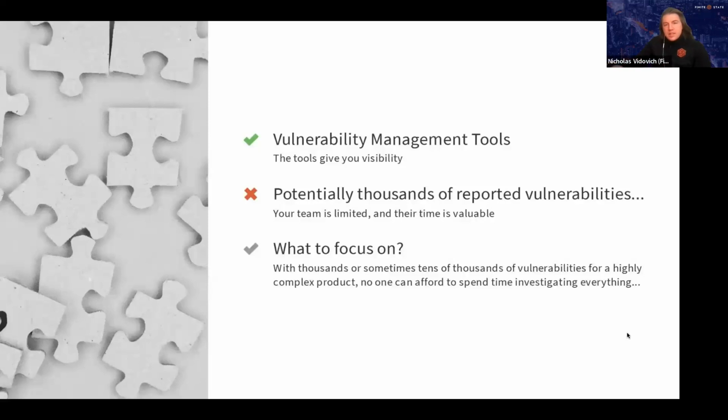So I'm really trying to set the stage here where for vulnerability management and product security teams, we're really starting to get to the point where everyone is using vulnerability management tools, and these tools start to give you visibility. But as you're going to see, the visibility can start to show you that there are potentially thousands of reported vulnerabilities. And it's really difficult to understand what my team should focus on. We really want to focus on this idea that the team's size is limited and their time is incredibly valuable. And ultimately, as I said, we're trying to make the world a safer place. So we're really focused on keeping up with the adversaries in this space.